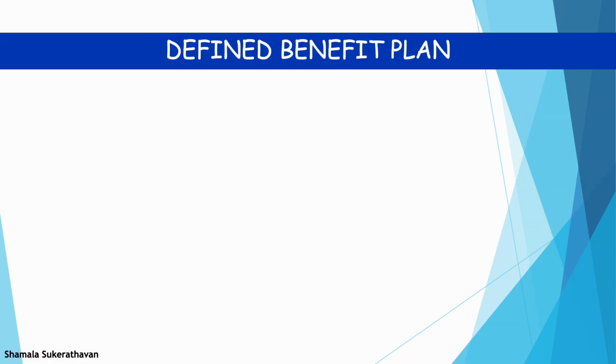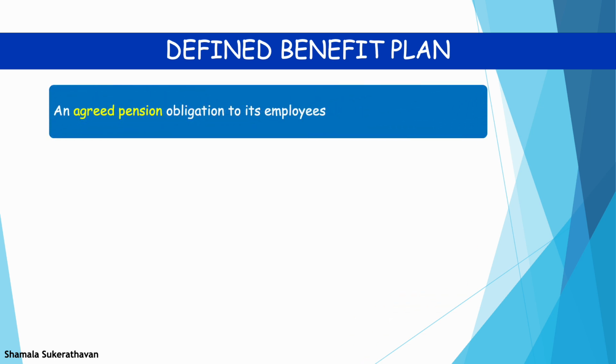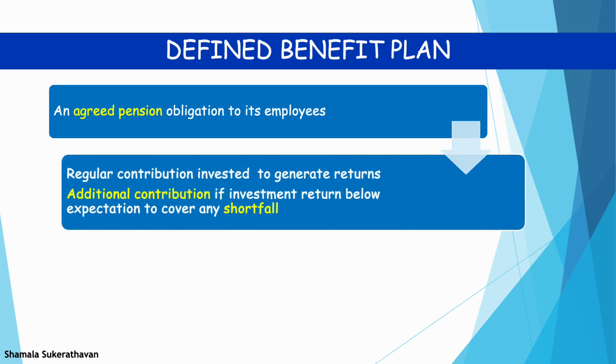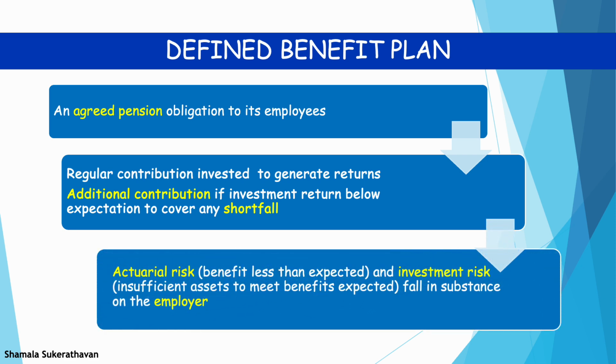According to IAS 19, defined benefit plans are post-employment benefit plans that are not defined contribution plans. Under defined benefit plans, the entity has an obligation to provide agreed benefits to current and former employees. The regular contribution by the entity to the pension plan will be invested to generate returns. If the investment return is below expectation, the entity is required to make additional contributions to cover the shortfall. Thus, under a defined benefit plan, the actuarial risk and investment risk fall in substance on the employer.